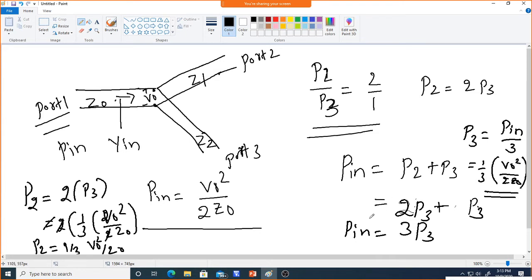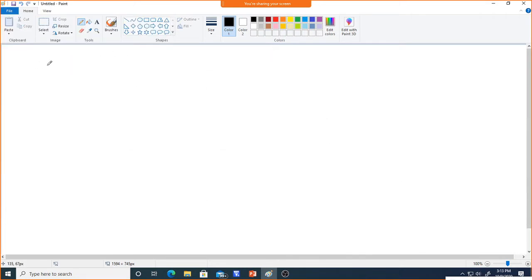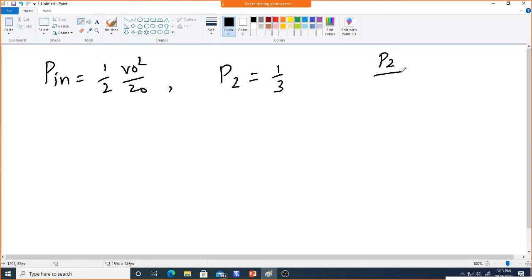Now I need to calculate the corresponding impedances. How do we calculate the corresponding impedance? We equate the powers we have obtained, in terms of the ratios. P in is equal to half into V naught square by Z naught, and P2 is 1 over 3. Taking the ratio P2 by P3 equal to 2 by 1, P2 equals 2 times P3.